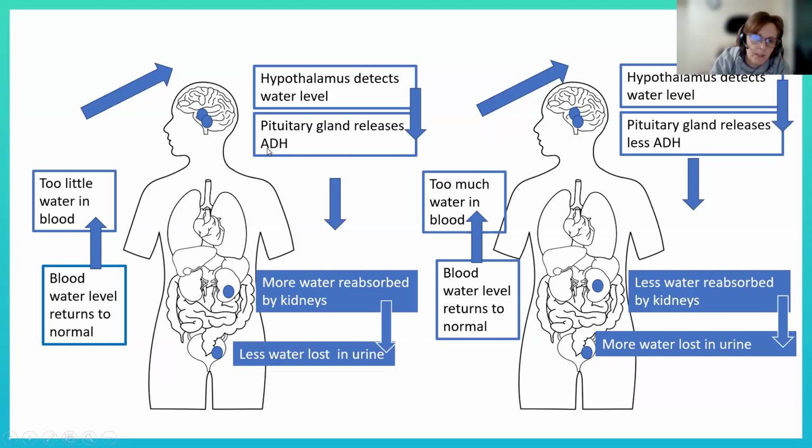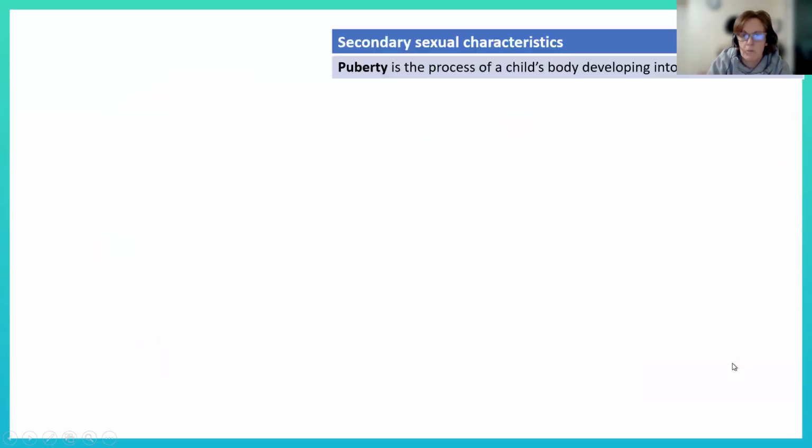So dandelions are a diuretic, and they have the same effect of releasing less antidiuretic hormone. Less water is reabsorbed by the kidneys, and more water gets lost in the urine as a result.